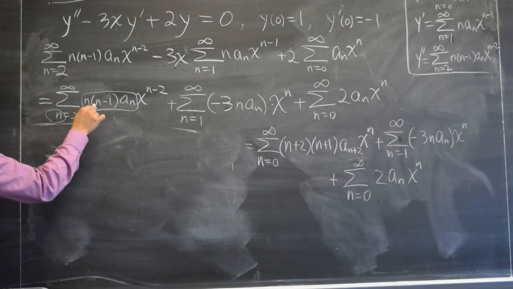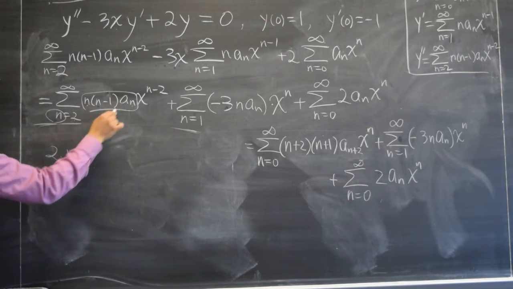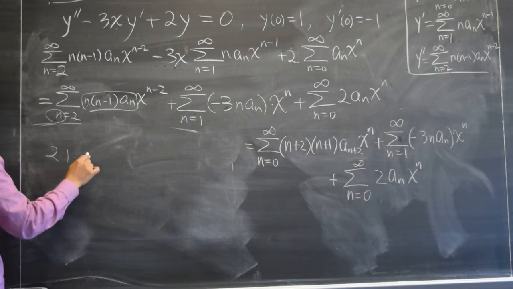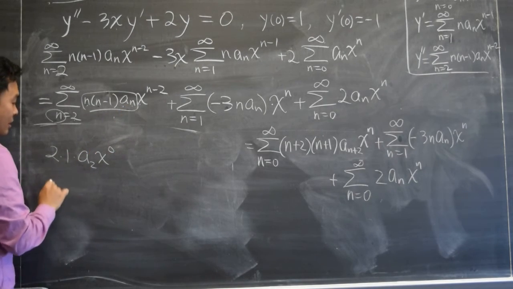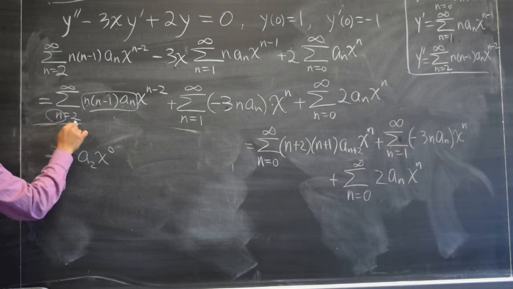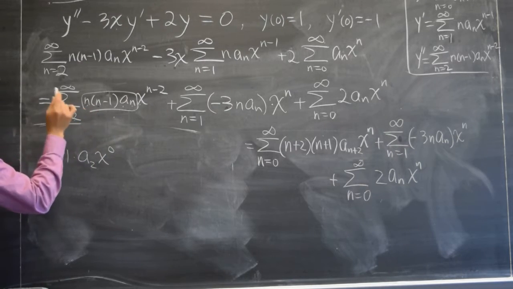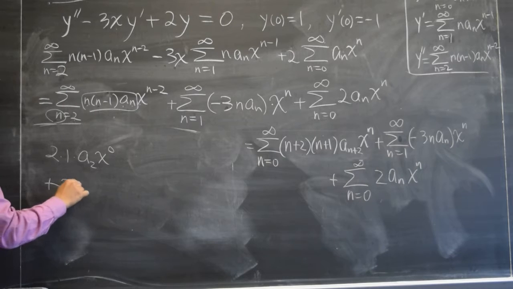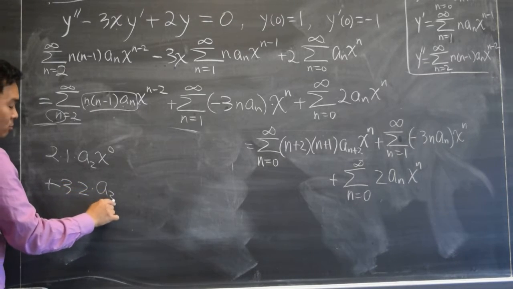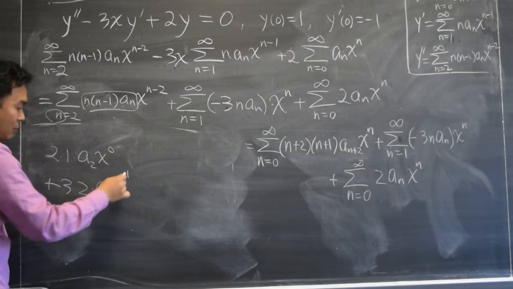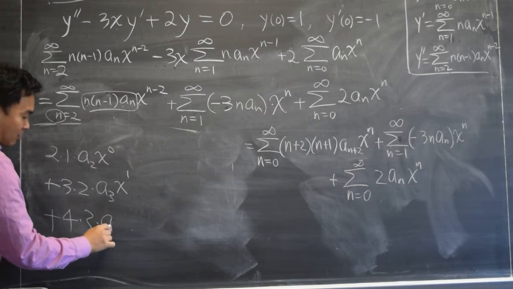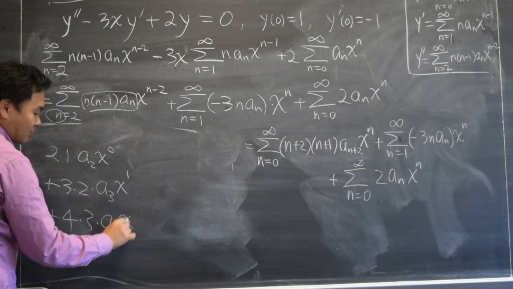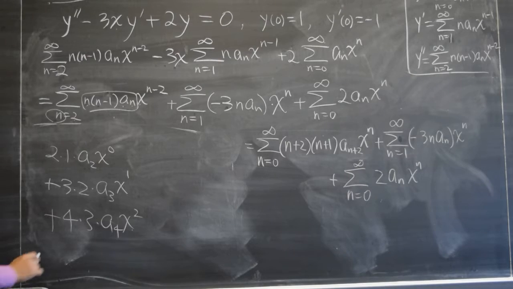2 times 1 times a2, x to what power? 0th power. What's the next one? N becomes 3, so it's 3 times 2 times a3 x to the first power, plus 4 times 3 times a4 x squared, and then plus and so on.